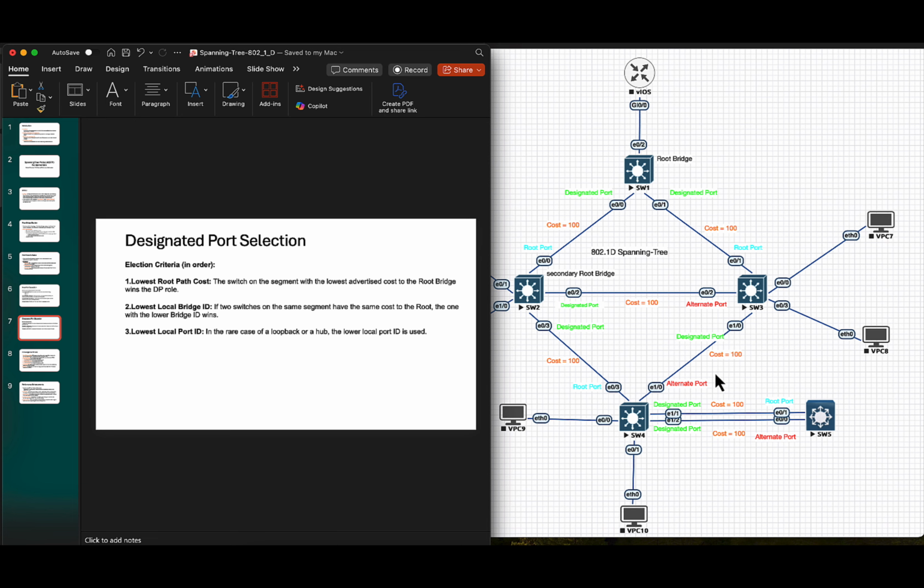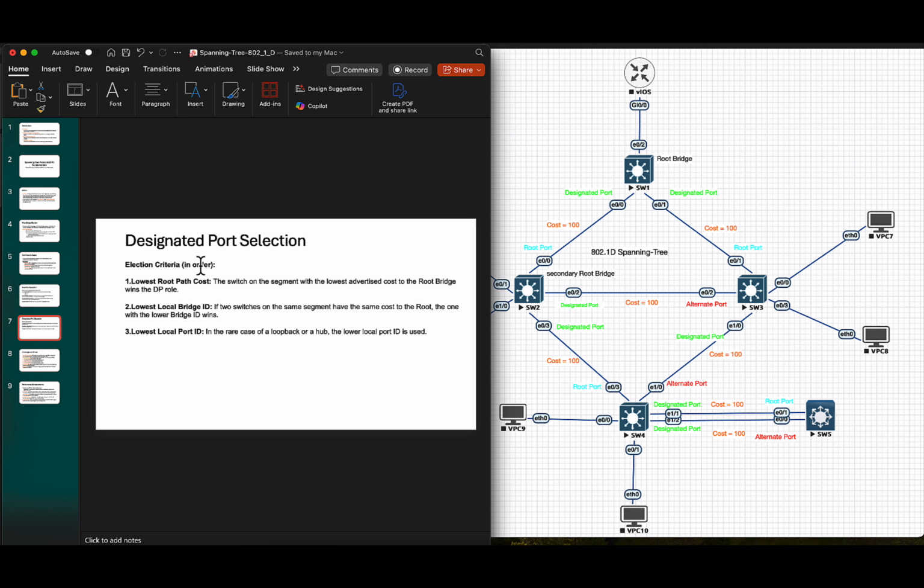Now, the key point of the alternate port is that it's going to be applied on the redundant links, right? Anything that's redundant. And that's the whole goal of spanning tree, to make sure redundant links are put into a port role that won't cause spanning tree loop issues. So that's the whole operation of spanning tree, right?